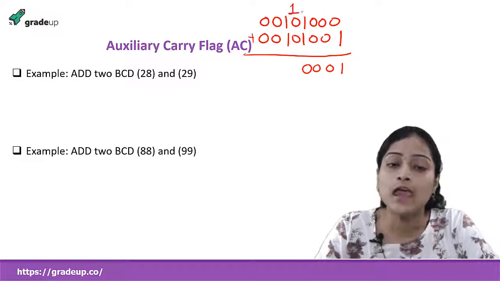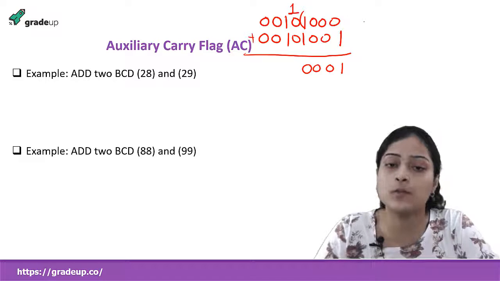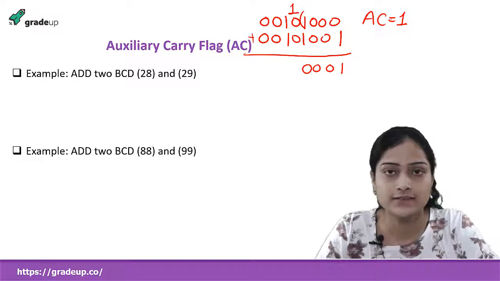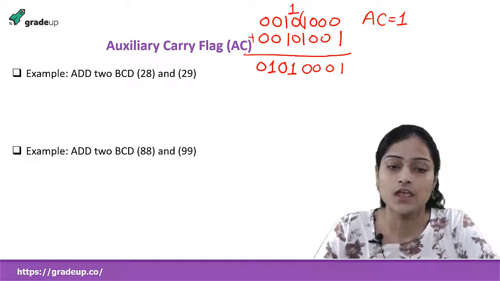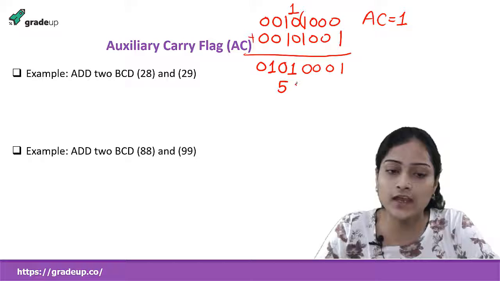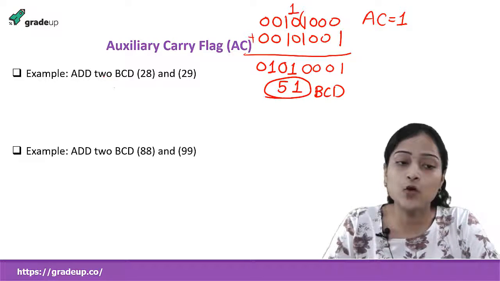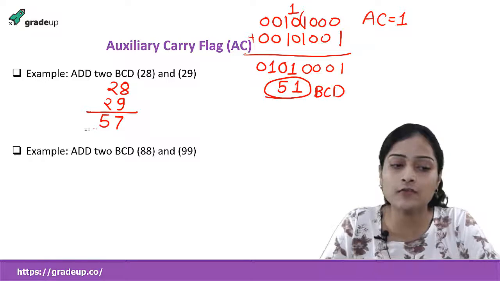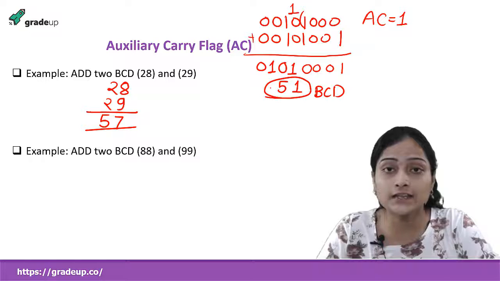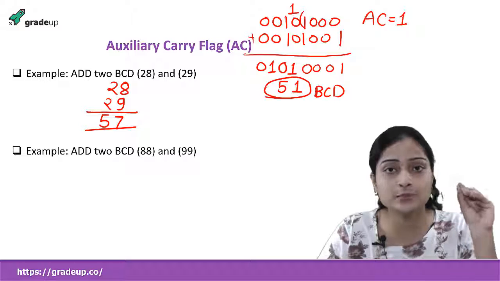This time an extra bit is generated from the lower nibble to the higher nibble. So my AC flag is set. Here 0101 0001. So your output is 51 in BCD. But if you observe this 28 and 29 addition, the output should be 57. So I am getting the wrong output in BCD. But how? See how PSW is going to deal with this problem.